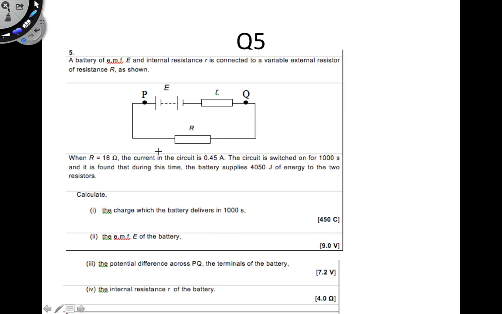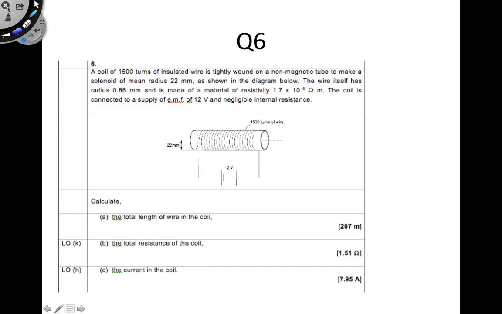Let's clear the screen and move on to question 6. A coil of 1500 turns of insulated wire is tightly wound on a non-magnetic tube to make a solenoid of mean radius 22 mm as shown in the diagram below. The wire has a radius of 0.86 mm and is made of a material of resistivity 1.7 times 10 to the power of negative 8 ohm meters. The coil is connected to a supply of EMF 12 volts and negligible internal resistance. So how long is the wire? Basically, to find out the length of the wire, you have to consider how many loops there are.